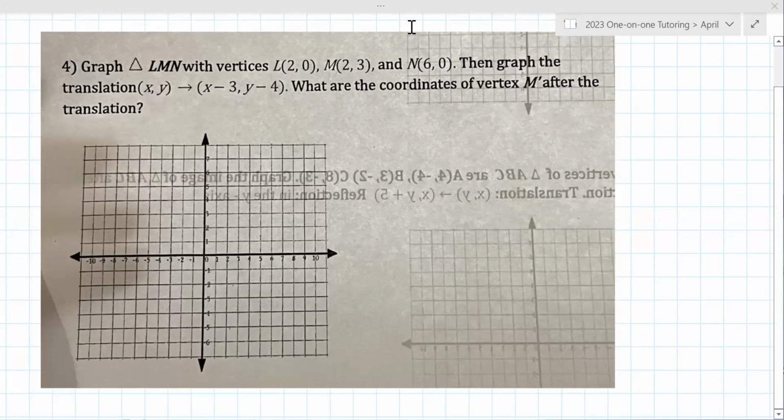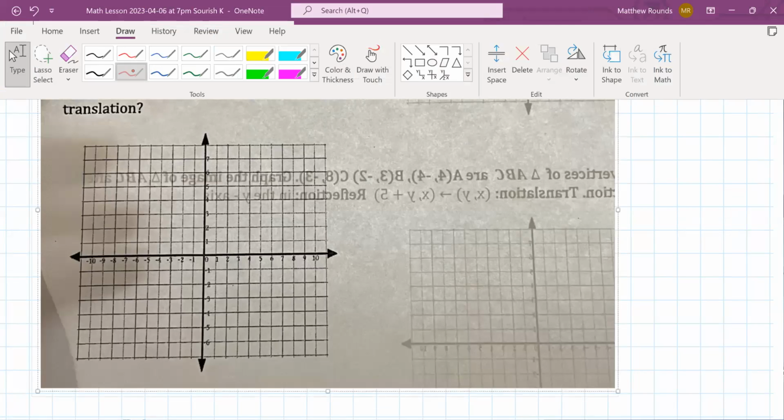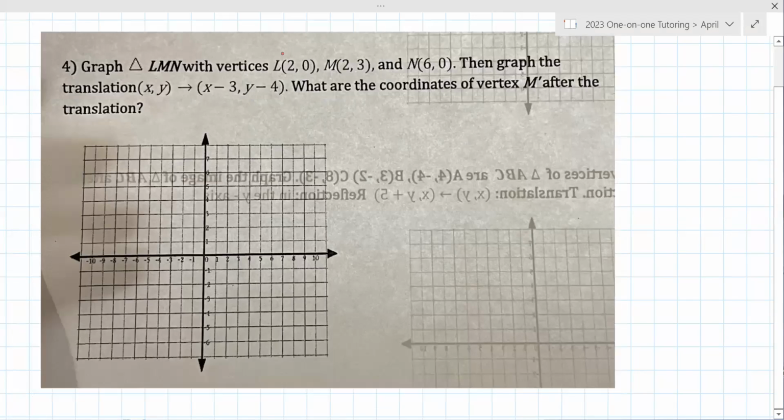So the first thing we're going to do here, Sourish, is graph these points on the grid paper. I'm going to do it in red here, and I want you to just follow along. Okay: (2, 0), (2, 3), and (6, 0). And this makes a triangle, so go ahead and do that. Let me know when you've done that, please.